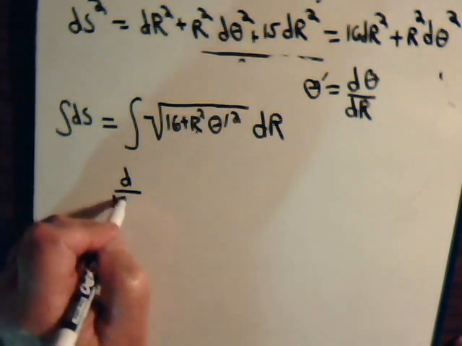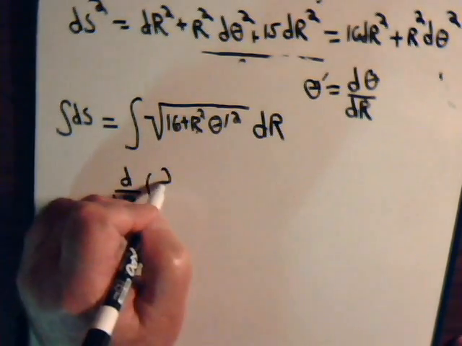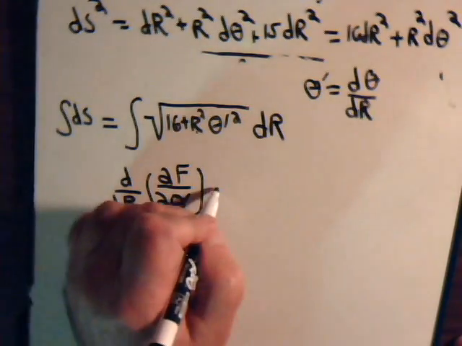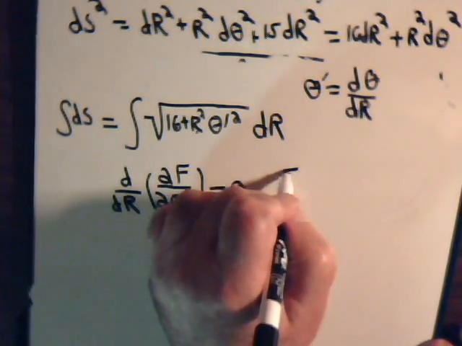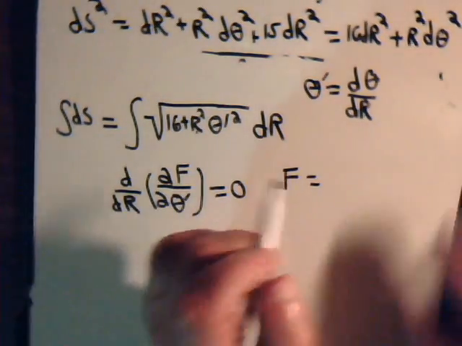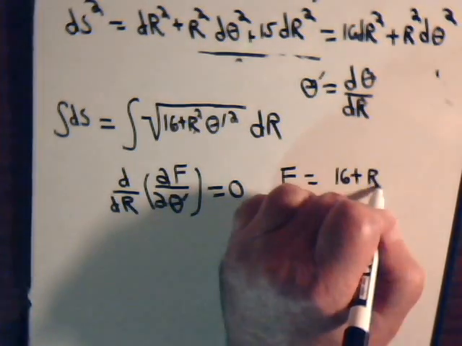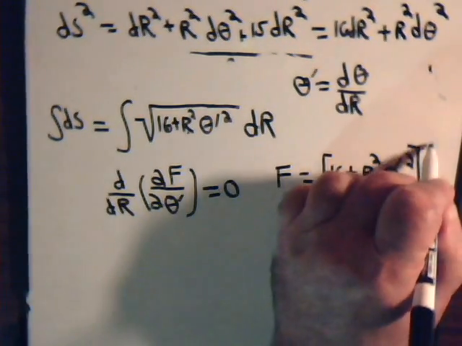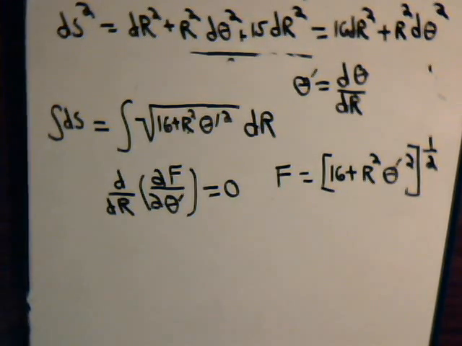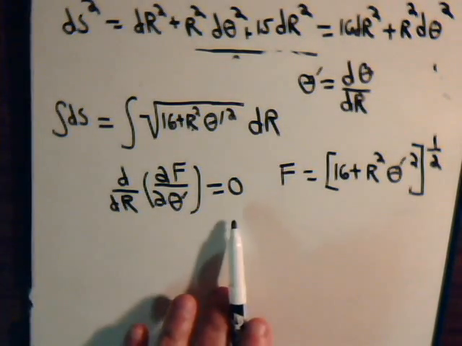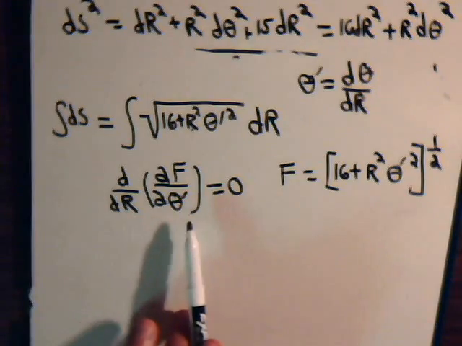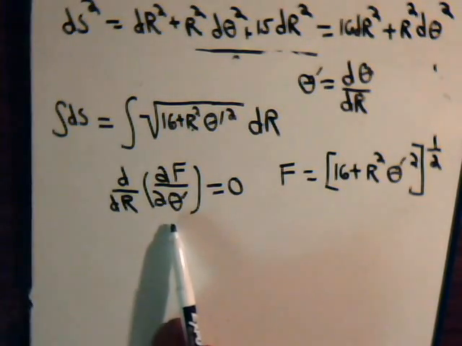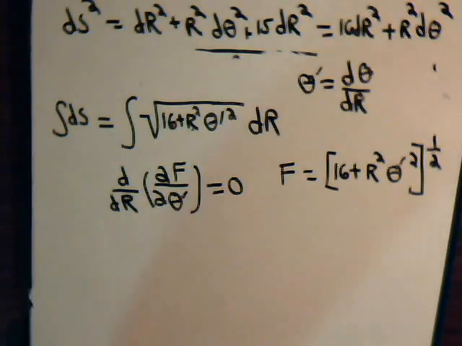So here, the corresponding Euler equation is just d dr of the partial of f with respect to theta prime equals 0, where f is this function, 16 plus r squared theta prime squared, to the 1/2. Now, here we're saying that this derivative has to be equal to 0. So that means that what is inside of here is a constant. So we have the partial of f with respect to theta prime equals a constant, so that its derivative is 0.